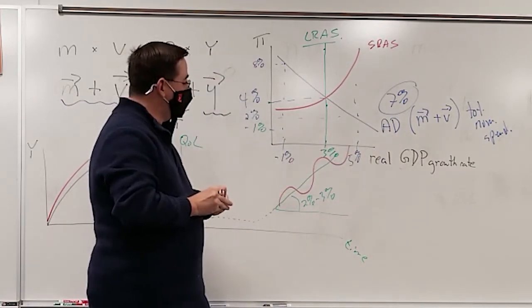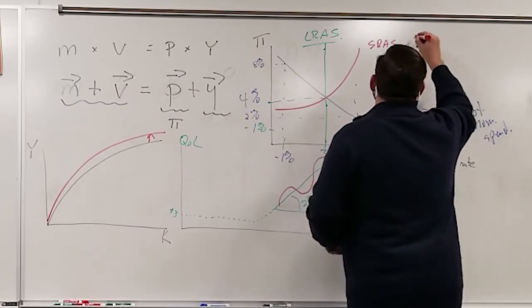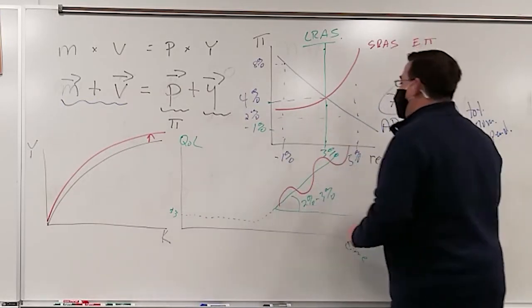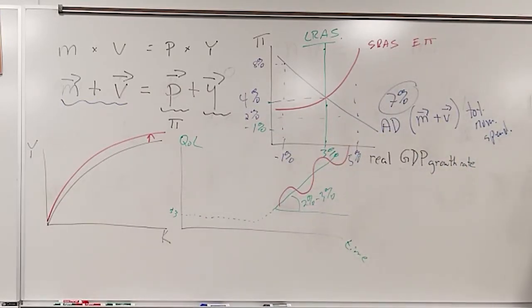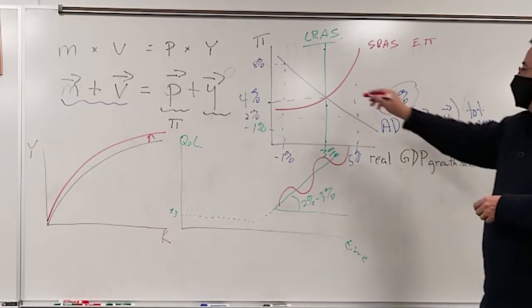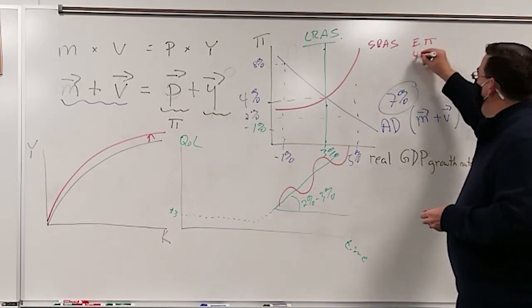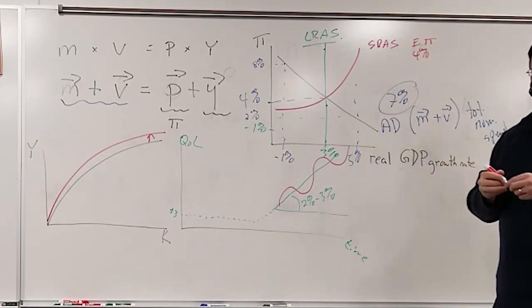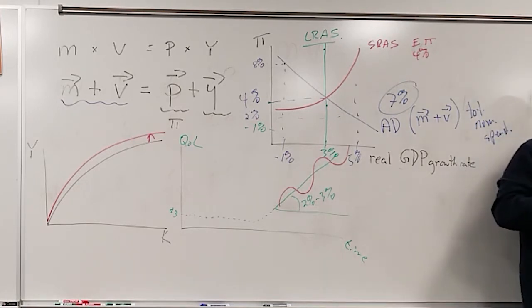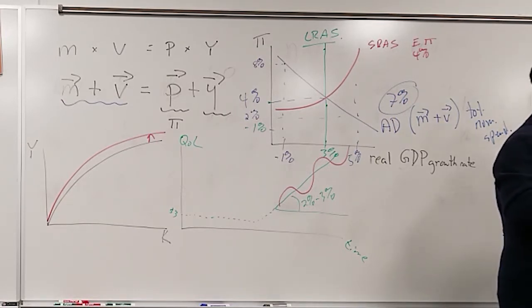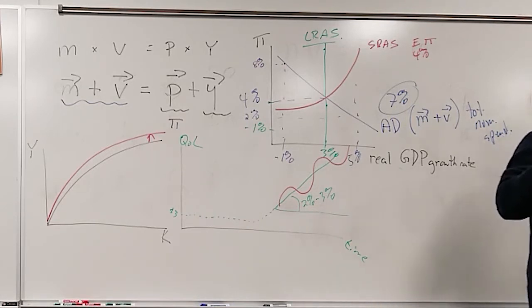The short run aggregate supply curve is related to producers' expectations about the inflation rate. What do producers think that inflation is going to be like? So at this point, producers are expecting 4% inflation. What happens if inflation is higher than that? They get fooled. They get fooled in the short run. In the long run, they discover they were wrong. But in the short run, they make mistakes.